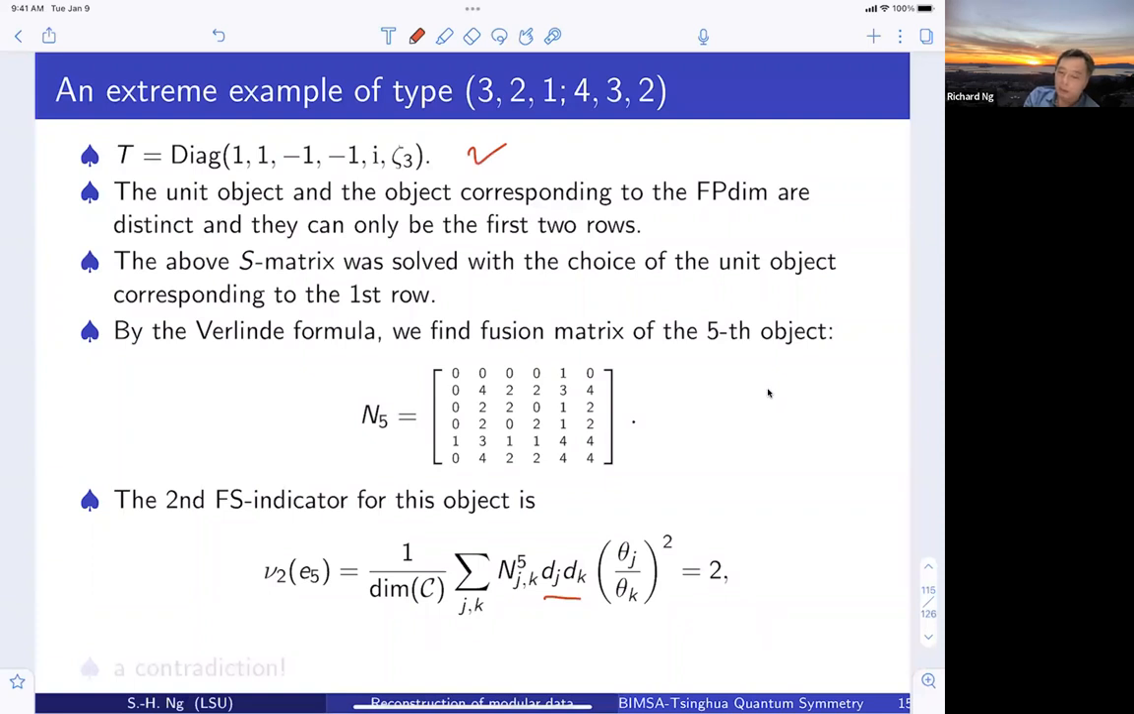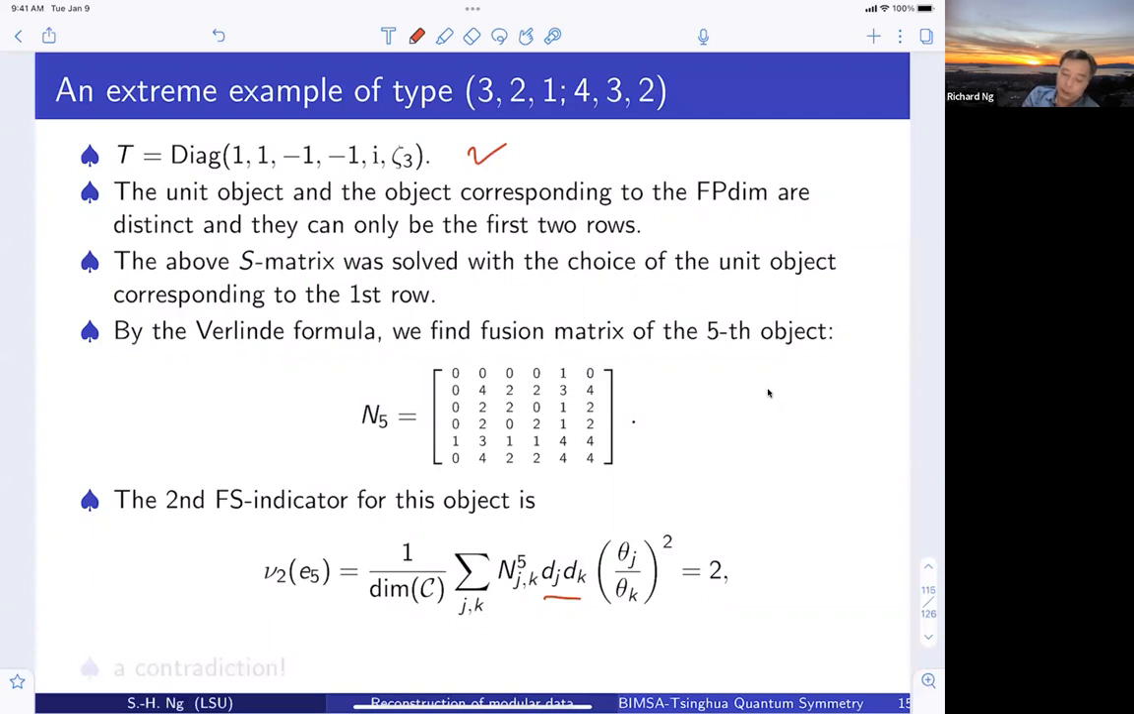In fact, the Frobenius-Perron object and the unit row are distinct in this case. So pick one, then the other one is good. So pick the unit object, and then the other one would be the Frobenius-Perron object.